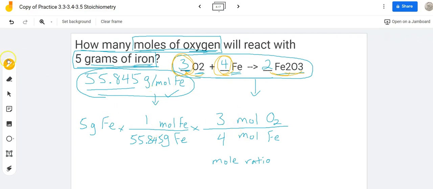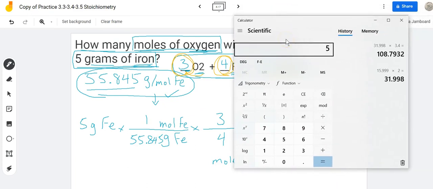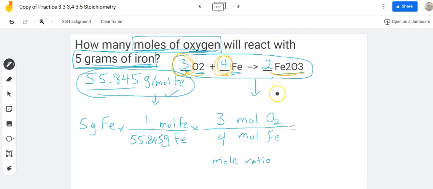Okay, now I've finished setting up my fractions, so now I just need to do the math. 5 times 1 times 3, divide by 55.845, divide by 4. Bottom numbers are division. So let's put that in a calculator, and hopefully you can see my calculator here. So it's 5 times 1, which is just 5, times 3, divide by 55.845, divide by 4. So your answer should be 0.067. We'll just keep it to 2 numbers. So this is 0.067. Double check that I wrote that correctly.